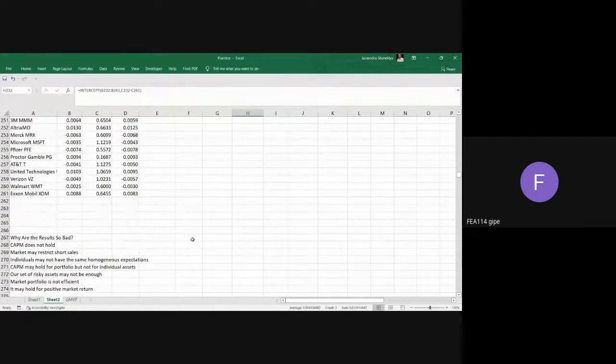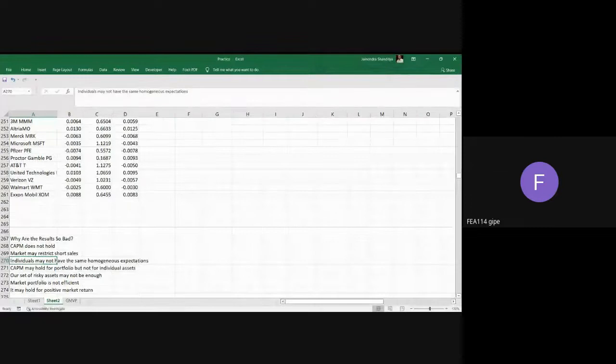So that's what we are talking about here: how we calculate the securities market line given a portfolio and the market. This is how we do it. And in our case, because it hasn't held, we are talking about the reasons. The other reason is that individuals may not have the same homogeneous expectations. If individuals do not have the same expectations, they will have different combinations, and as a result the pricing and the return in the market will vary. And I told you that CAPM may hold for portfolios consisting of large numbers of assets, but it may not hold for individual assets, and that's why the SML also may be a problem.